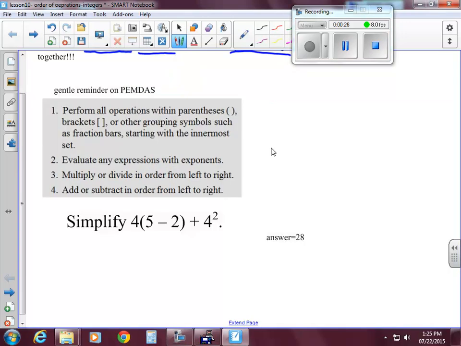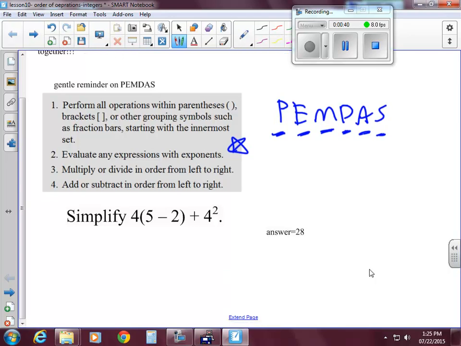So remember, in general, this acronym, PEMDAS, tells you how to proceed. Parentheses, exponents, multiply, divide, add, subtract. I have that pinned in there for you if you need to read that. But I'm going to go ahead and dive right into this first example.